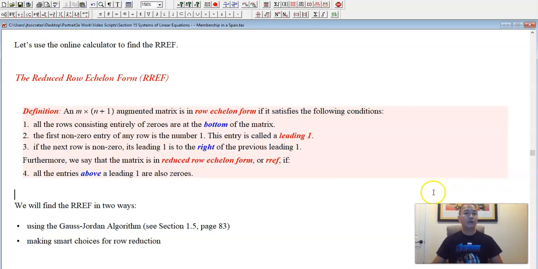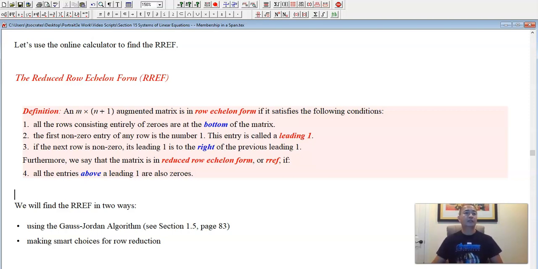Well, there are 4 qualifications, and if you satisfy the first 3 qualifications, you get a matrix which is in row echelon form only. So the first requirement is that all the rows consisting entirely of zeros are found at the bottom of the matrix. Now, the first non-zero entry of any row has to be the number 1. We call this entry a leading one, and if the next row is also a non-zero row, then its leading one has to be to the right of the previous leading one.